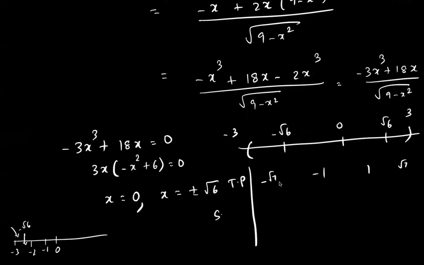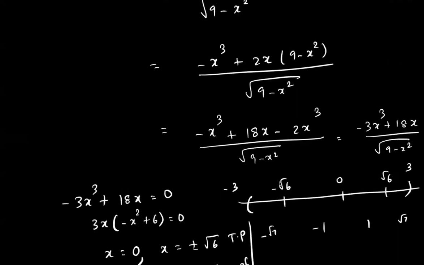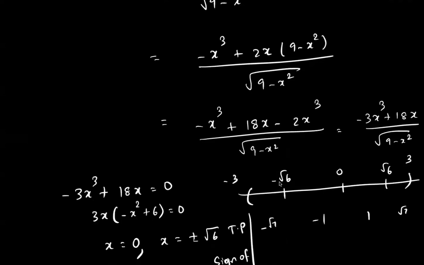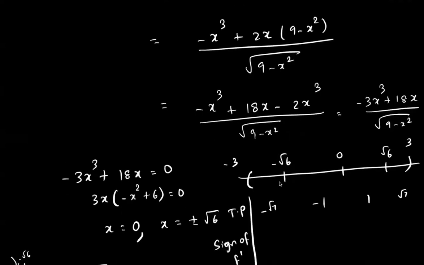And then I have to find the sign of f prime. So when I put negative root 7 in this, what happens to my numerator? Is it positive or negative? Let's see. Negative root 7 squared will become 7. Negative 7 plus 6 is negative 1. Negative times a negative is a positive. So this is a positive.